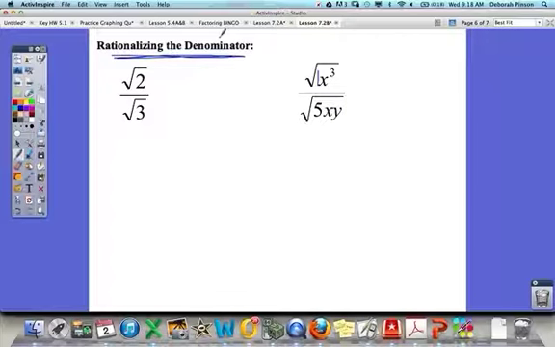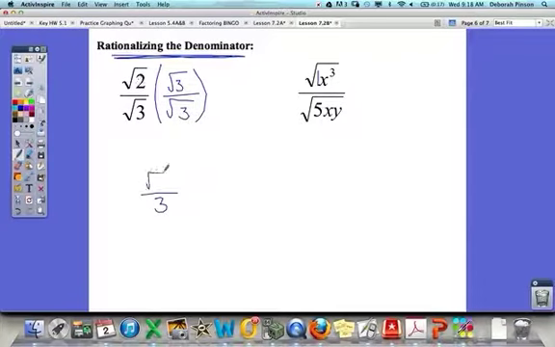Now, I'm not sure who exactly decided this, but it's not considered simplified if you've got a square root in the denominator. So you need to go through and take care of that. So I'm going to go through here and multiply by my square root of 3. Now here's the reason I'm doing that. Square root of 3 times square root of 3 is square root of 9, which is 3. See how I got rid of my square root?